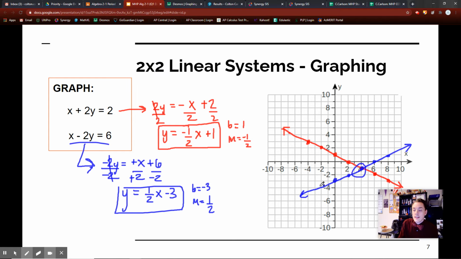Okay, right here. What is that? That is where they intersect. So what's that point? 4, negative 1. So this point is 4 comma negative 1. This is actually my answer, my full answer. Okay, I know you're like, oh, graphing isn't your answer. No, technically it's the means to get to my answer. It's the way we get to my answer.